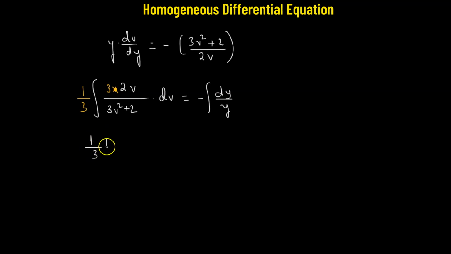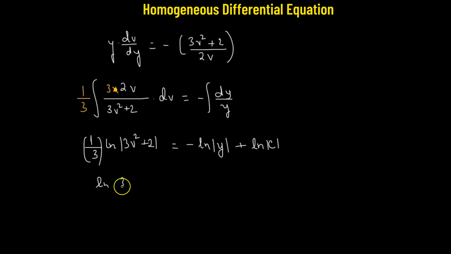So this will be 1/3 of the natural log of 3v squared plus 2 equals the integration of 1 over y with respect to y, that will be negative log of y plus the constant of integration c. Since everything is in terms of logarithm, we'll take natural log of c. Right. Now we'll use the property of logarithm. This 1/3 can be written as the power of 3v squared plus 2. That means we can rewrite it as 3v squared plus 2 whole raised to the power of 1/3, and this will equal, combining these two terms, natural log of c over y.